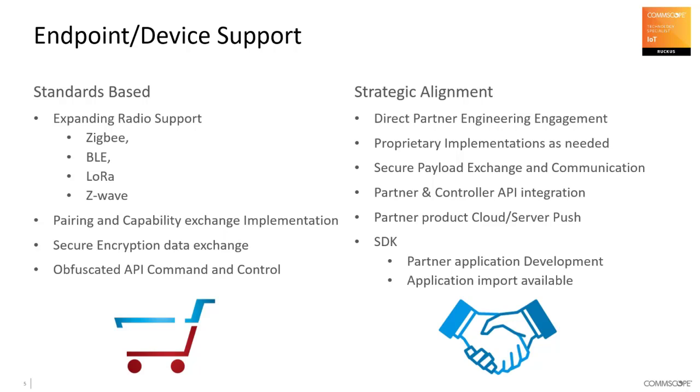If we go down the standards approach, then we have radios like Zigbee and Bluetooth, we have LoRa, and we have Z-Wave, our industry standard radio technologies that are out there. Sensors are commercially available and easy to find. And then there are a whole range of adaptions of those radio technologies that have been done to add additional features and capabilities. So the nice thing is, by going down the standards approach, pairing and capability exchange is already very well defined in the standard.